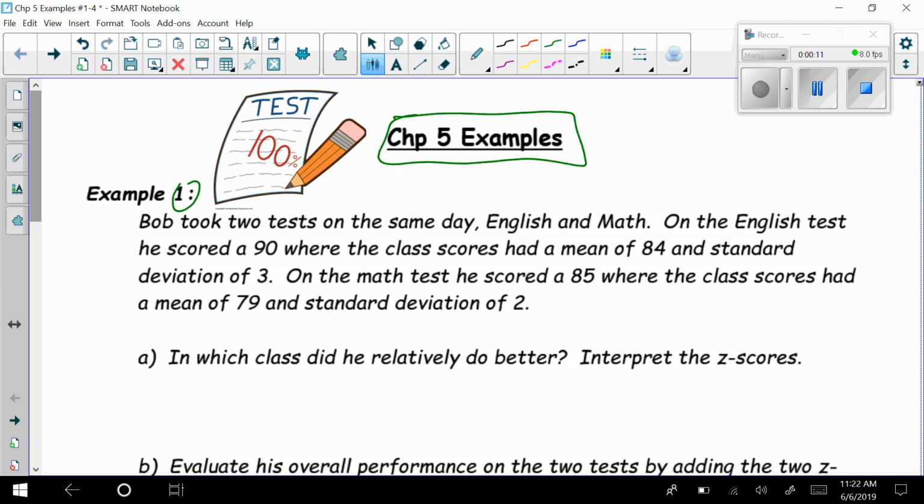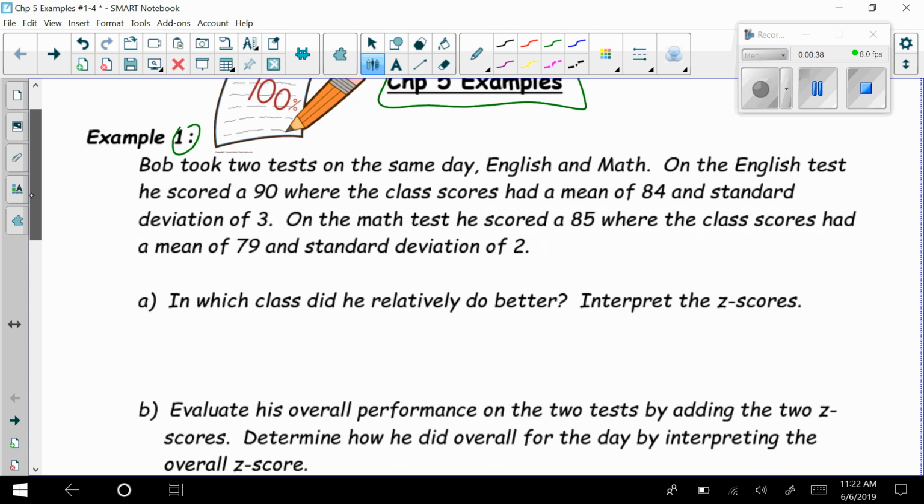And here we have Bob. He took 2 tests on the same day, English and math. On the English test, he scored 90, where the class had a mean of 84 and a standard deviation of 3. The math test, he had an 85, and the mean was 79 and a standard deviation of 2. And clearly these are 2 different tests, 2 different scores that he got. The question is, which one did he do better relative to his classmates?